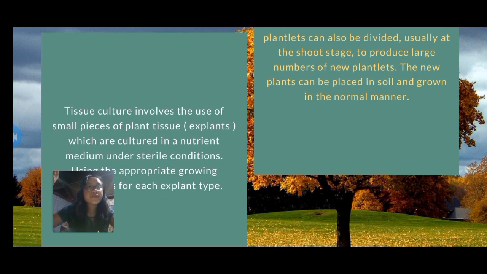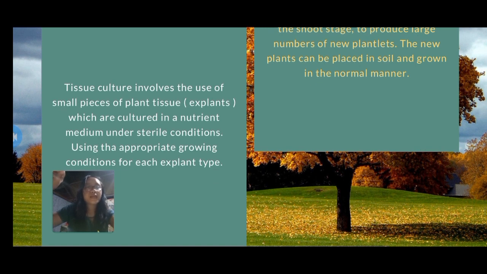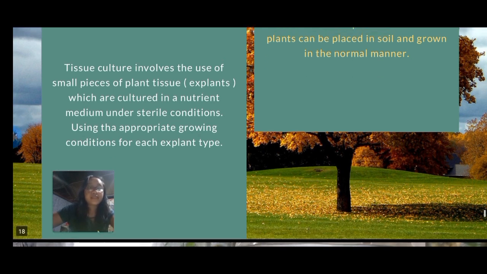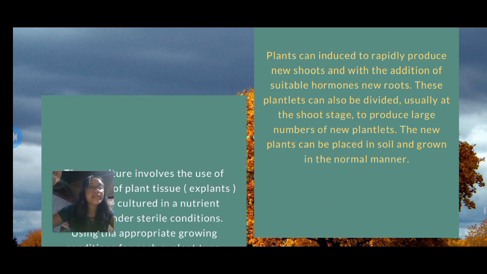Tissue culture involves the use of small pieces of plant tissue, or explants, which are cultured in a nutrient medium under sterile conditions. Using the appropriate growing conditions for each explant type, plants can be induced to rapidly produce new shoots and, with the addition of suitable hormones, new roots. These plantlets can also be divided, usually at the shoot stage, to produce large numbers of new plantlets. The new plants can be placed in soil and grown in the normal manner.